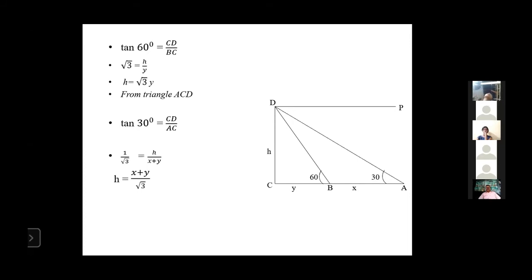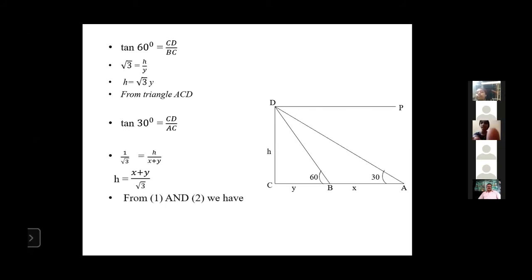Here in the first equation, we got h is equal to root 3 y. In the second equation, we got h is equal to x plus y by root 3. So both of these are equal to h, so root 3 y and x plus y by root 3 will also be equal. When the LHS are equal, the RHS should be equal. Do you understand, friends? I repeat once again. Yes, we understood it.